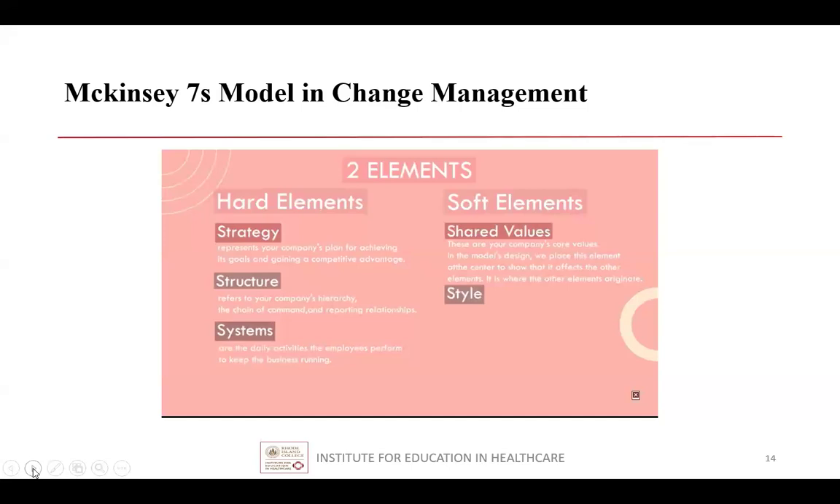Style. This is your organization's leadership and management style. Staff. This is your company's human resources. Skills. Skills refer to the competencies and capabilities of your staff members.